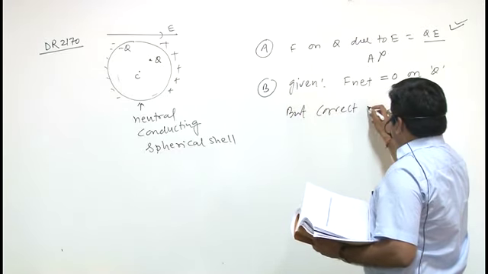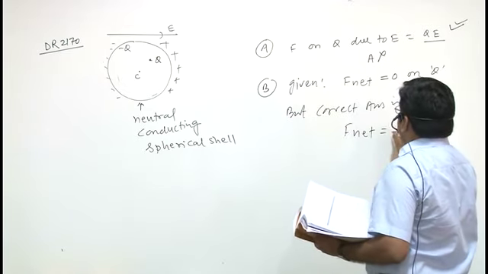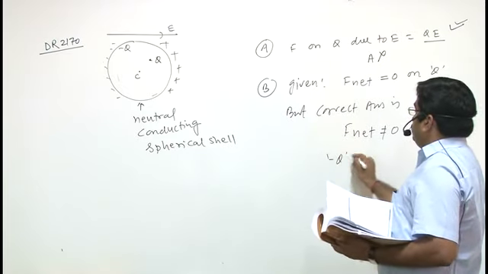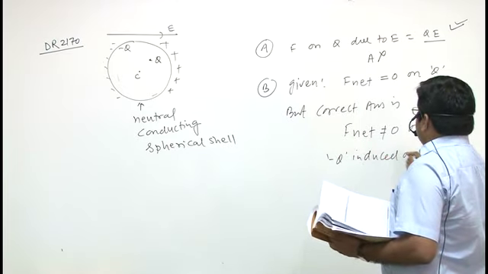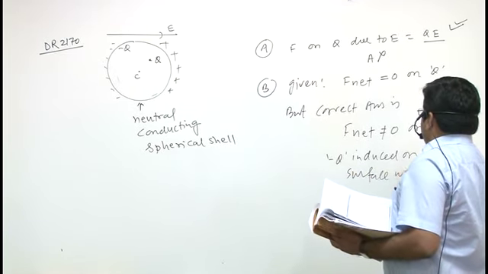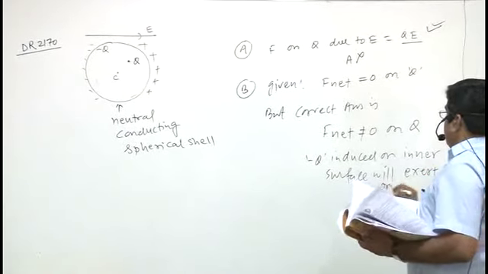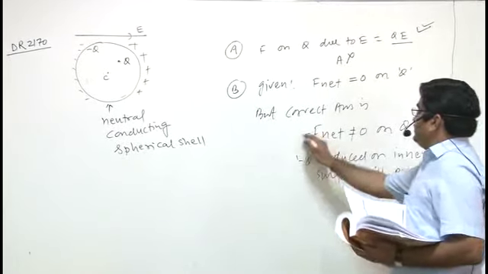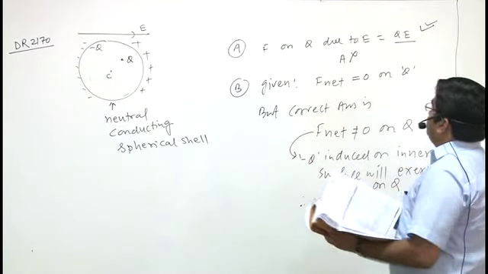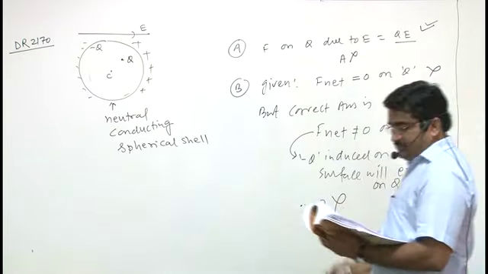The correct statement is that F net is not 0 on Q. The minus Q induced on the inner surface will exert force on Q. This is the reason. So B is not the answer; F net 0 on Q will not be the answer.